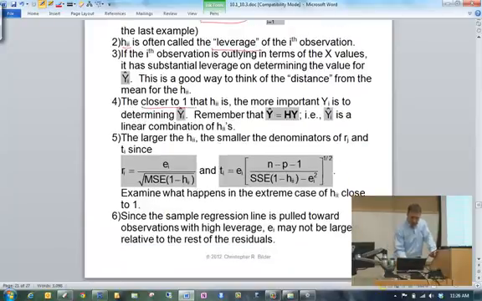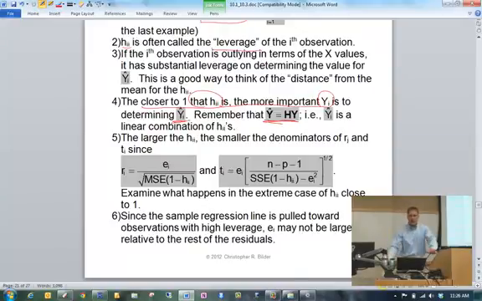So the closer to 1 the h_ii is, the more important that Y sub i is to determine its corresponding Y hat sub i. Again, think of influence here. Why is that? Why did I say this here? Well, again, remember, the hat matrix basically puts the hat on Y. So it's H times Y.